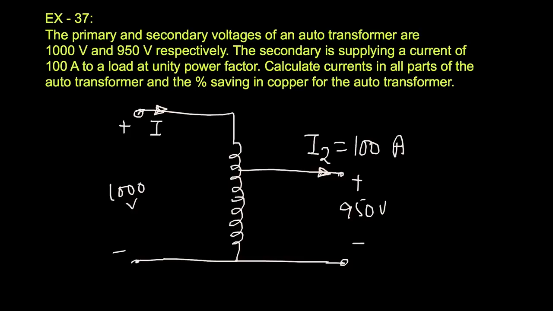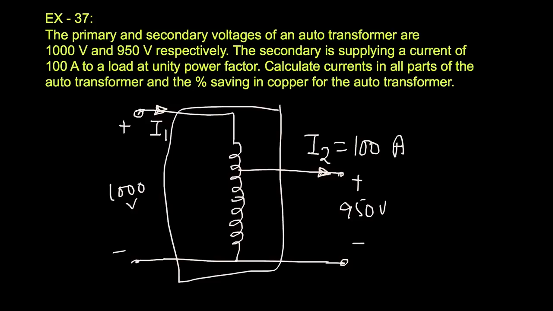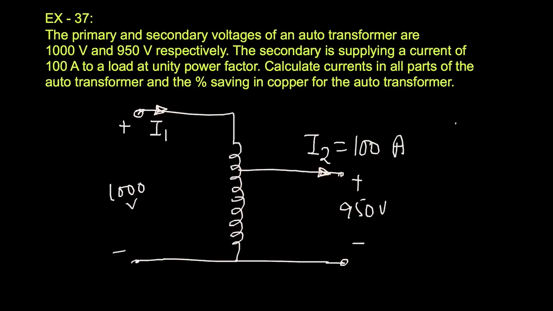So as I said, the total output power, if you just think of this as a box, the power coming out of the box is 100 into 950. So actually the power output is nothing but 95 kilowatts. Therefore the power input will also be 95 kilowatts, and the voltage is 1000, so the current will be 95 kilowatts divided by 1000, so it will be 95 amperes. So that is how we can just estimate based on the powers.